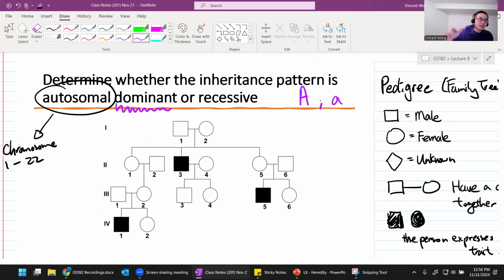So if this is a dominant inheritance pattern, what can you say about the genotype of this guy? He has the trait, okay? And if this is dominant, what can you say about his genotype?